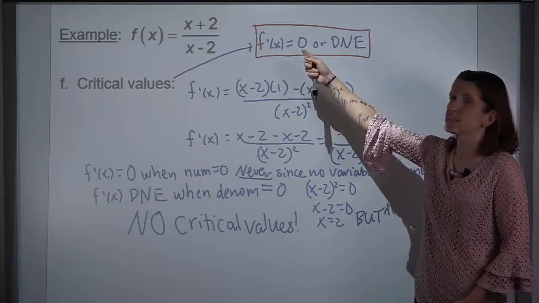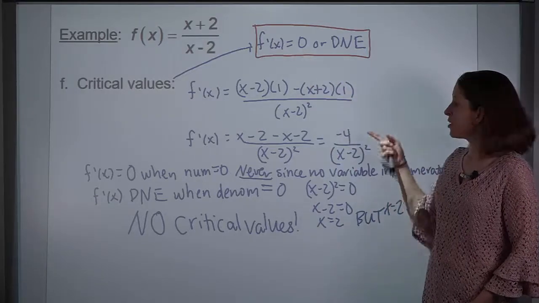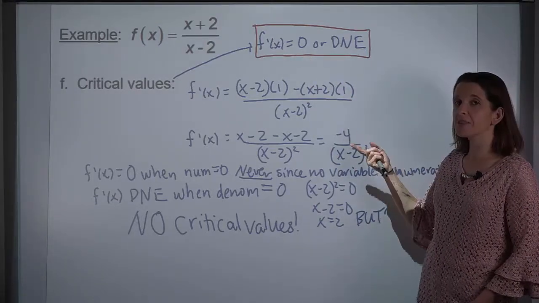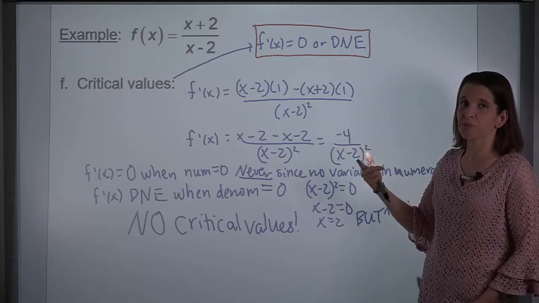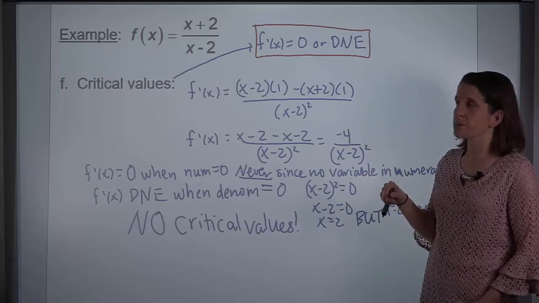So I need to see when it equals 0. A fraction equals 0 when its top is 0. There are no variables there. It will never equal 0. It will always be -4. So I get no critical values there.